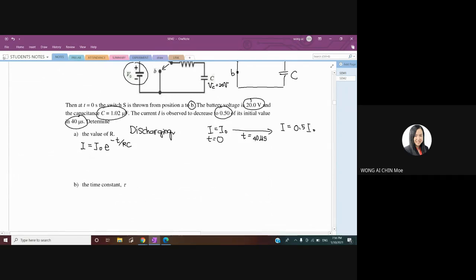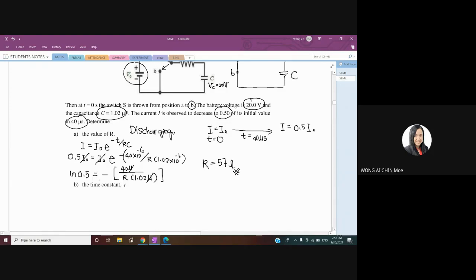So I is the remaining. At that moment, the remaining is 0.5 I naught, and initial is I naught. Exponential negative T, where T is 40 microsecond. R is the value that we want to find, and C is 1.02 microfarad. You can press calculator. I naught we cancel. Ln 0.5 equals negative 40 micro over R times 1.02 micro, so micro we can cancel. Finally, you will get R as 57 ohm, because this is a discharging process.